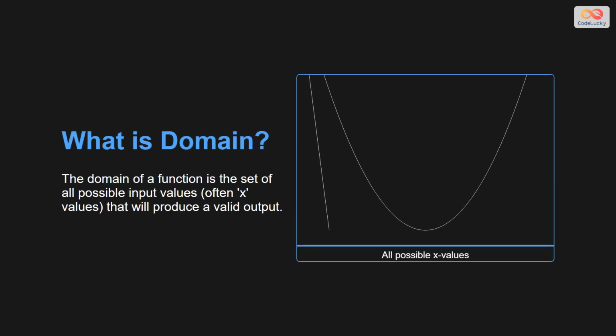Let's start with the domain. The domain of a function is the complete set of all possible input values. Think of it as the allowed x values. For many functions, the domain is all real numbers, but sometimes there are restrictions.